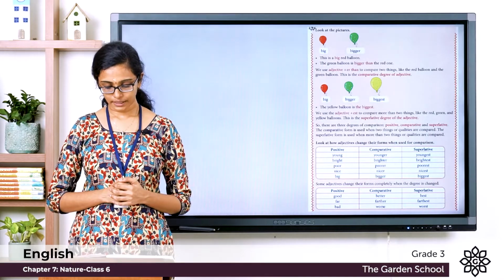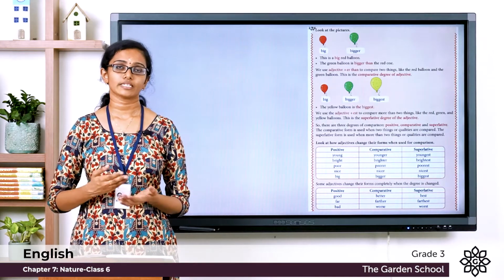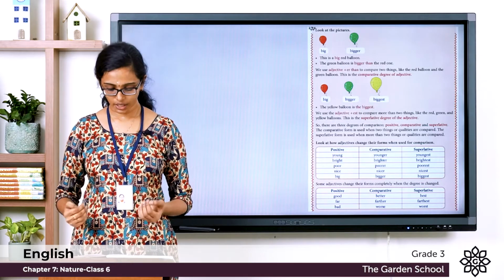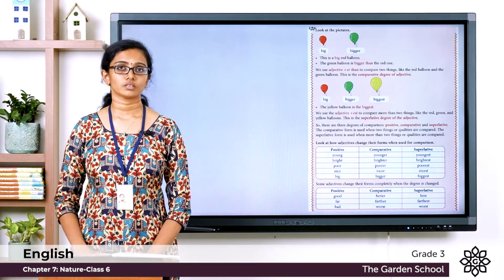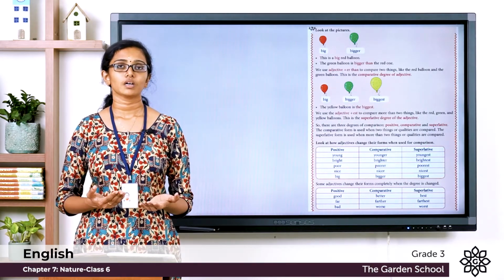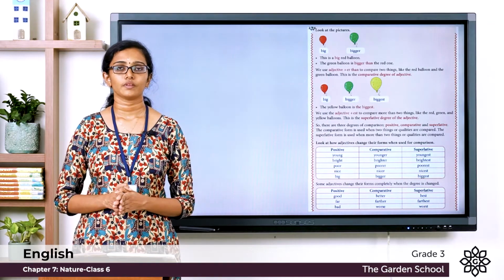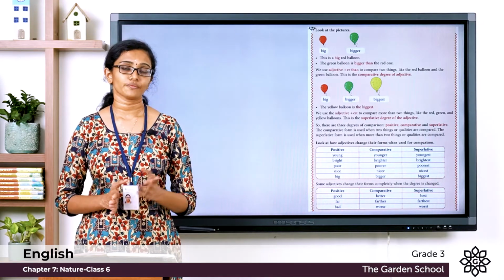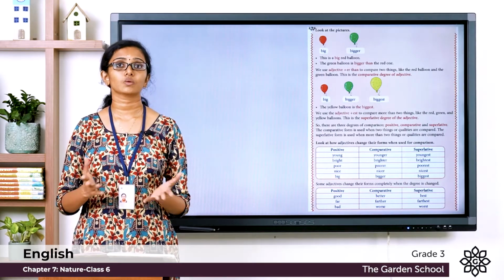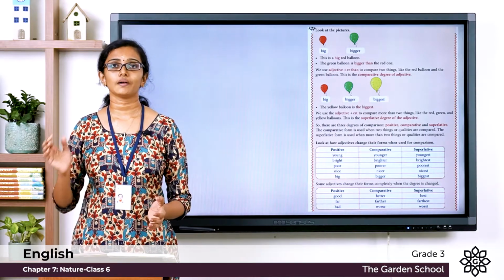Some adjectives change their forms completely when the degree is changed. So there are some words or adjectives which completely change their form when the degree is changed. So here you have some examples. The word good. The positive degree of comparison for the word good is good. But when you use the word good to compare two things, it changes to better. So the comparative degree of the word good is better. And the superlative degree, that is when you compare the goodness of three things, you'll use best. So it is good, better, best.